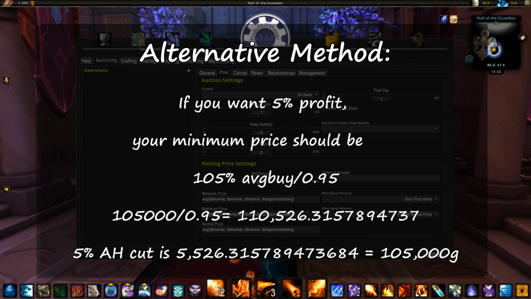If you want to make at least 5% profit, then you would use 105% average buy divided by 0.95. Once your auction house cut is taken into account and your item sells, you're going to end up with 105,000 gold. So you'll have 5,000 gold profit. So you're getting your 5% profit.